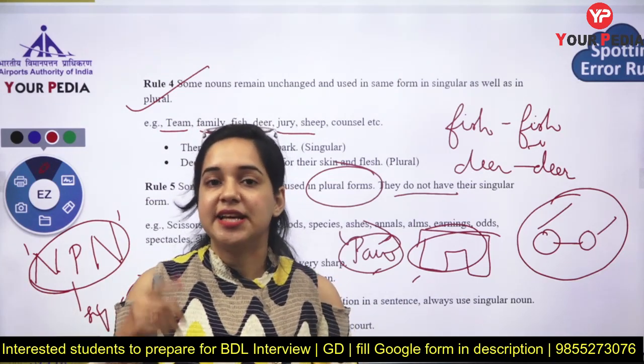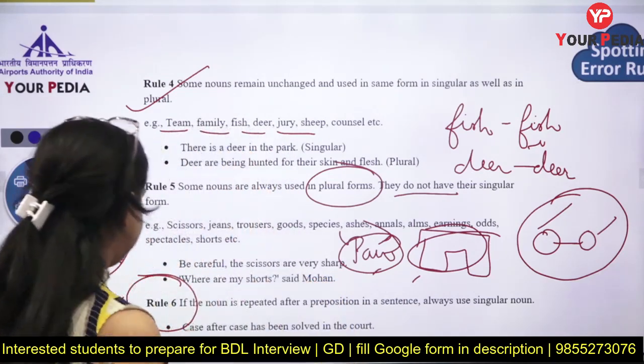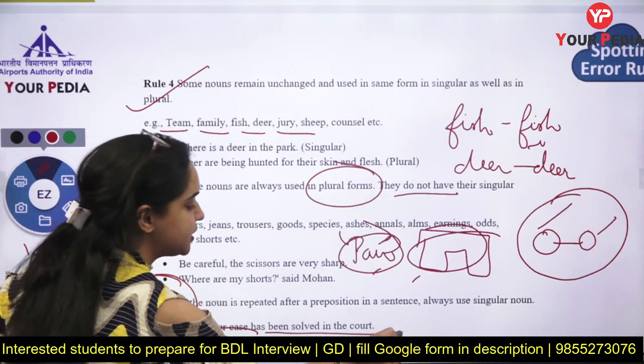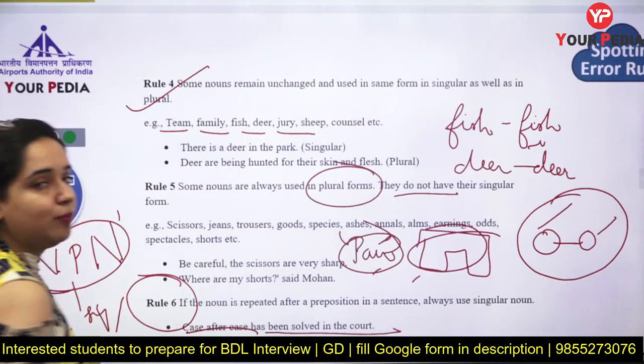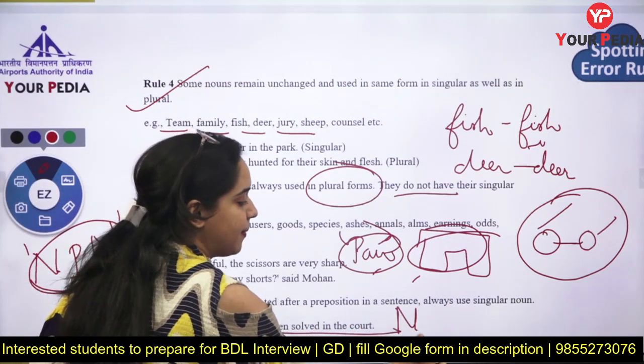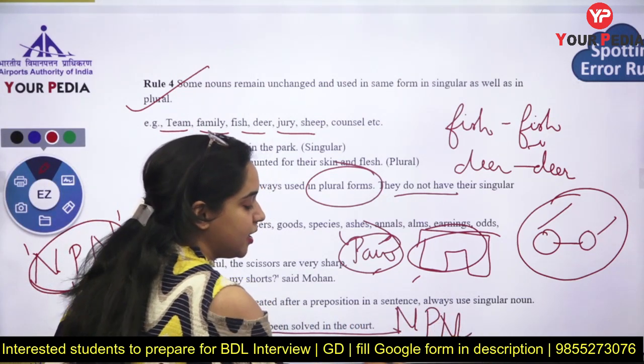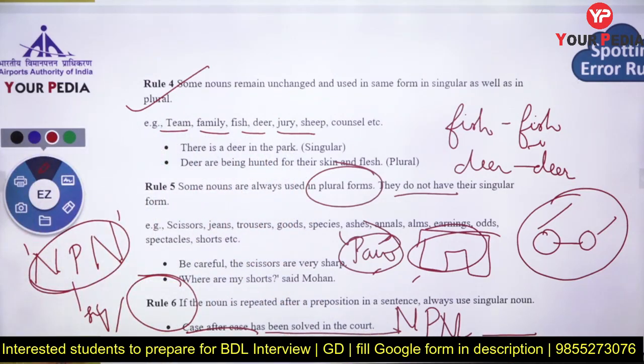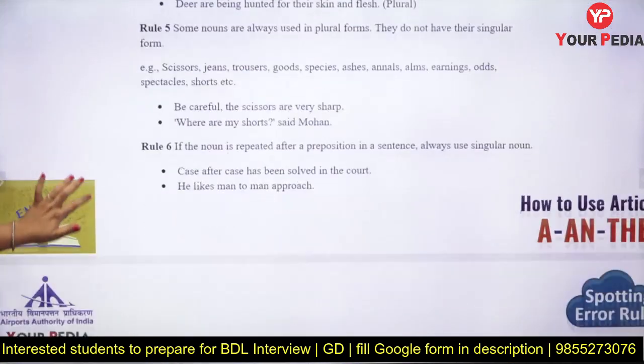Case after case is singular would be there. Now see, case after case has been solved. He likes man-to-man approach. Now such things where noun is there, preposition is there and noun is there, singular thing would be counted. Fine. Let's come to the next now.